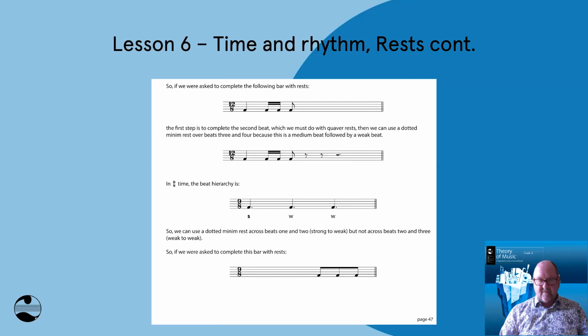We complete the second beat with 2 quaver rests, and then we can join those 2 rests together because it's medium to weak as a dotted minim rest. So that's how we would do it.